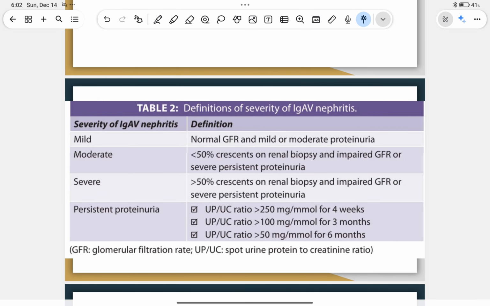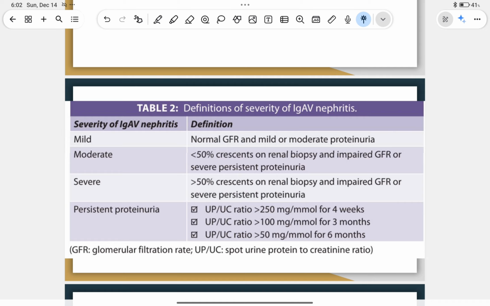Okay, so you want to know the severity of IgA nephritis. The severity is mild, moderate and severe. In mild severity of IgA nephritis, there is normal GFR with mild to moderate proteinuria. That means proteinuria can be either +1 or +2 with normal GFR. But in moderate and severe, there is impaired GFR along with persistent proteinuria.